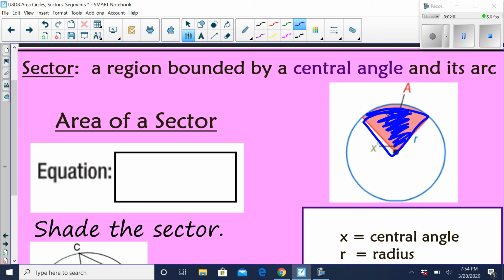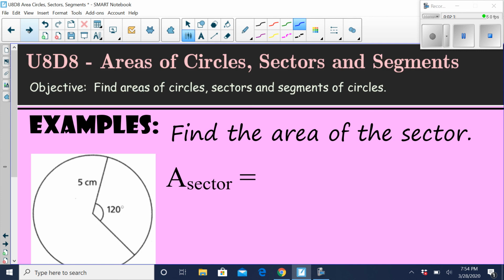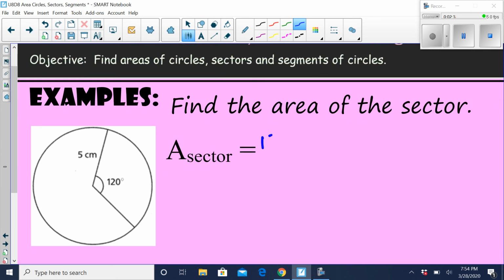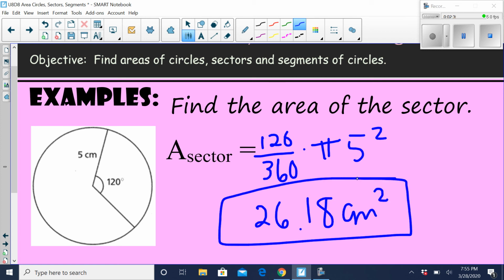So what I can think for my fraction is that angle over 360, which is the whole circle, times pi r squared, because once again, we're finding area. Okay, if we look at the example problem on the next page, we say that fraction, so the angle over 360, 120 over 360 times pi, what's our radius? 5 squared. So if I go 120 over 360 times pi 5 squared, I end up with 26.179, so I'm going to round it to 26.18 centimeters squared. Okay, so area of the sector.